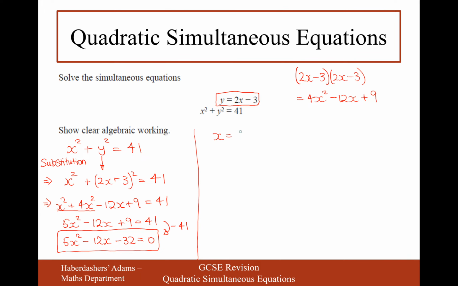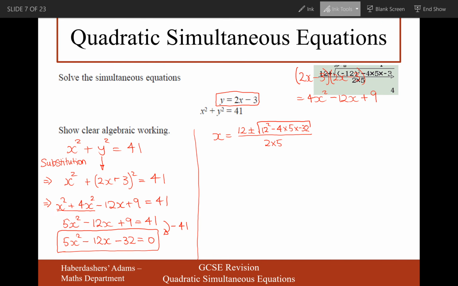So now that we've got what looks like a quadratic equation, we can use the quadratic formula. So it's going to be x equals minus b, which is 12, plus or minus the square root of b squared, that would be 12 squared, minus 4 times 5 times minus 32, all over 2a, that would be 2 times 5. So let's type that into the calculator. Whoops, let me just rub off the working that I've got here.